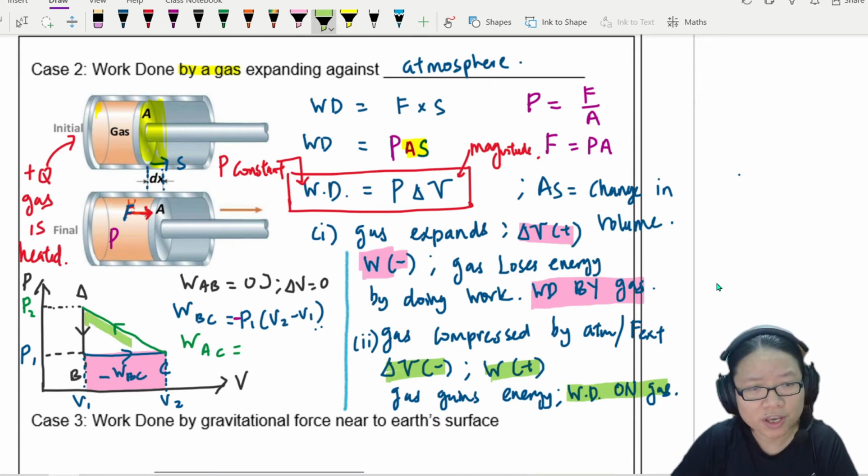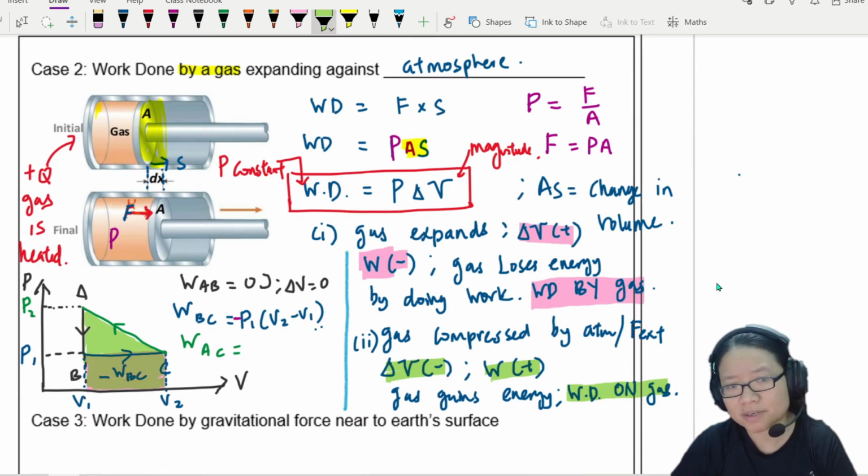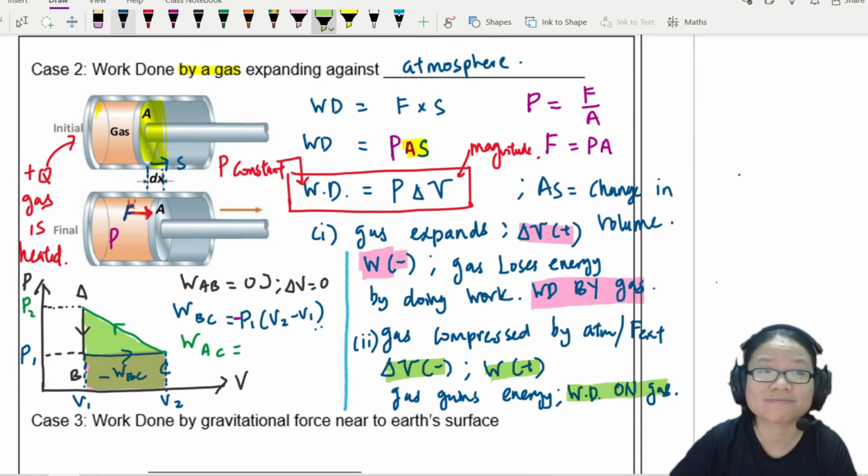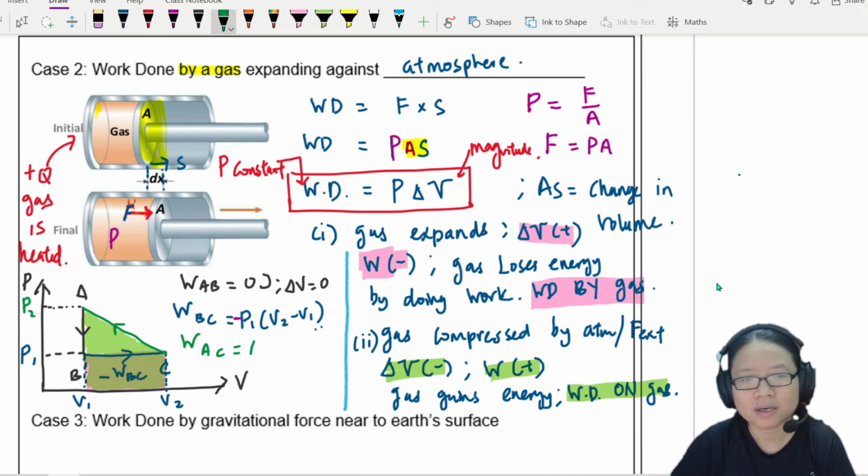So I look for the area under this trapezium. Okay, so must they give you a trapezium? Well, whatever shape they gave you, if you have a PV graph, the area under the PV graph is actually your work done. So this would be the area under AC. Okay, this area.